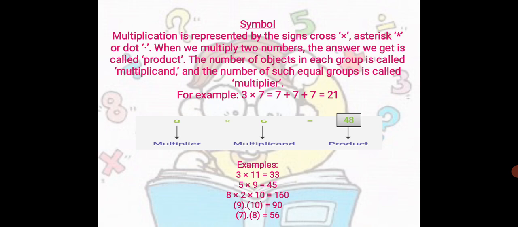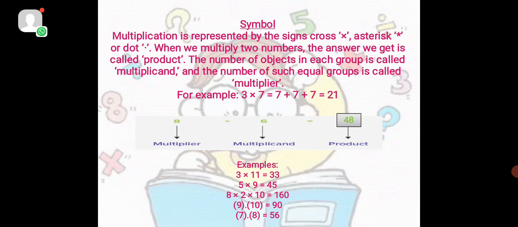Again, I am showing one example. 3 into 7 is 21, and here we will repeat addition of 7, 3 times. Repeatedly we will add 7 3 times, and the same result we will get, 21. 7 plus 7 plus 7 is 21.